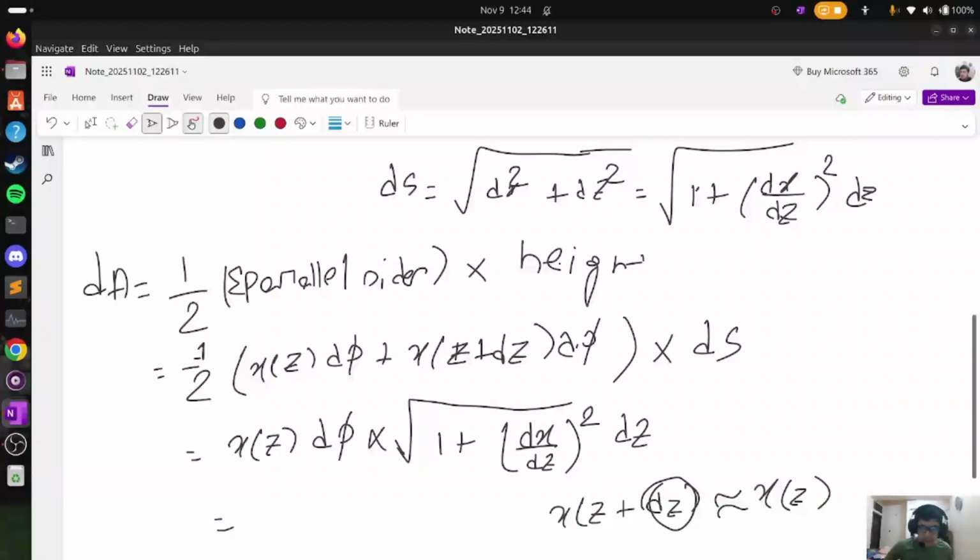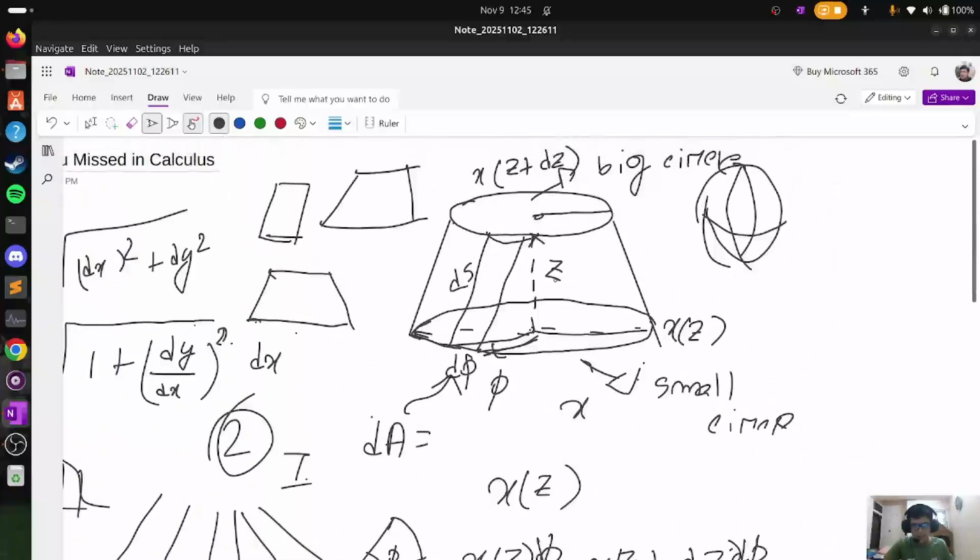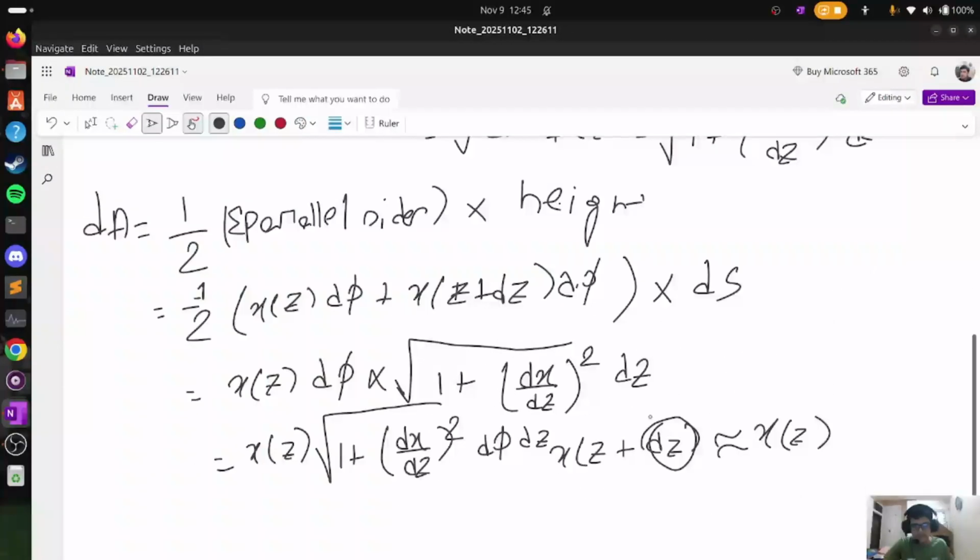Or in that case, if you want to take the dx out of here, you can also do the same thing. So yeah, that's our answer. That's how we do it actually. So what we do is the x of z, we simplify it, dx dz square into d phi dz. That's the area of the thin trapezoid we have here. It's a very interesting game.